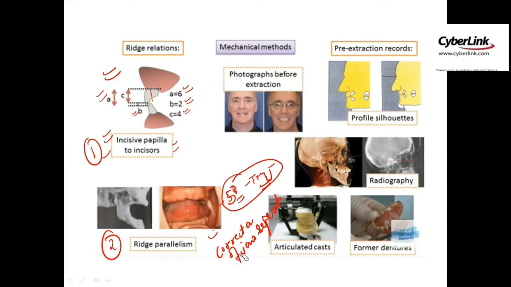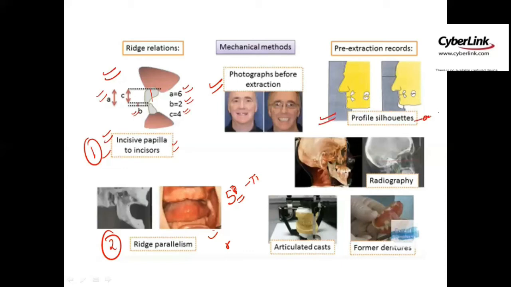Next, pre-extraction records. Various pre-extraction records like profile photograph, profile silhouettes, radiographs, articulated casts, and facial measurements can be used to record the vertical dimension at occlusion. So first is profile silhouettes. The word silhouettes means the outline, right? So it can be used as a template since the silhouette is taken from a pre-extraction radiograph.